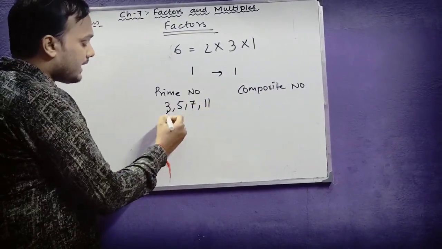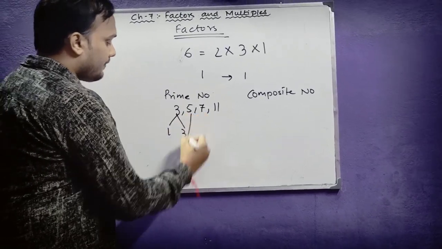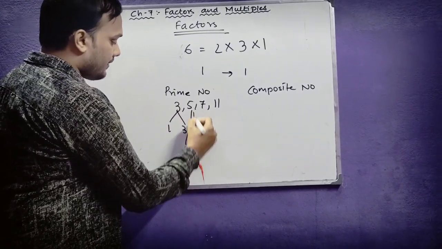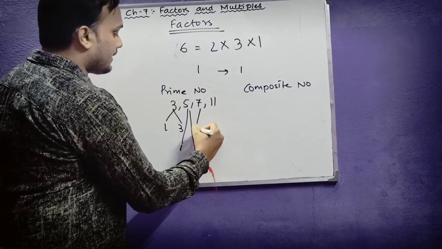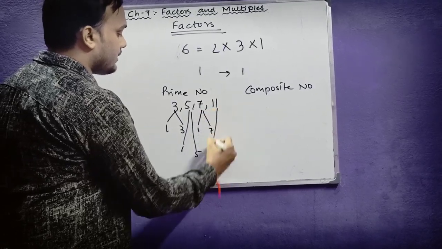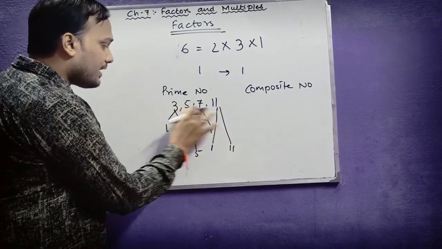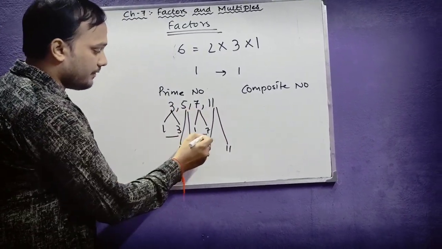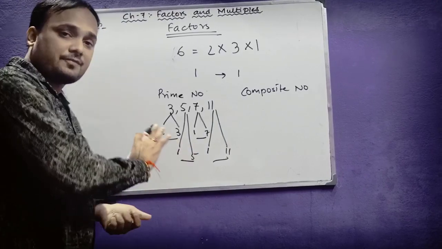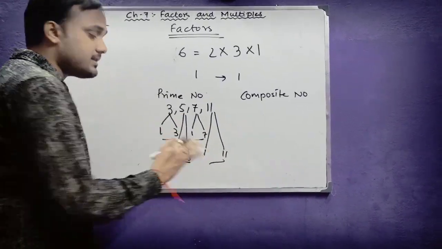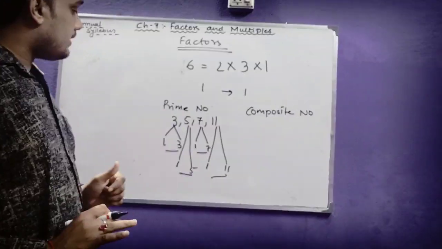You see, 3 has only two factors, 1 and 3. 5 has only two factors, 1 and 5. 7 has only two factors, 1 and 7. And 11 has only two factors, 1 and 11. So in every number you see only two factors are there. One is 1, which is a factor of every number, and the other is the number itself. So these are the prime numbers.